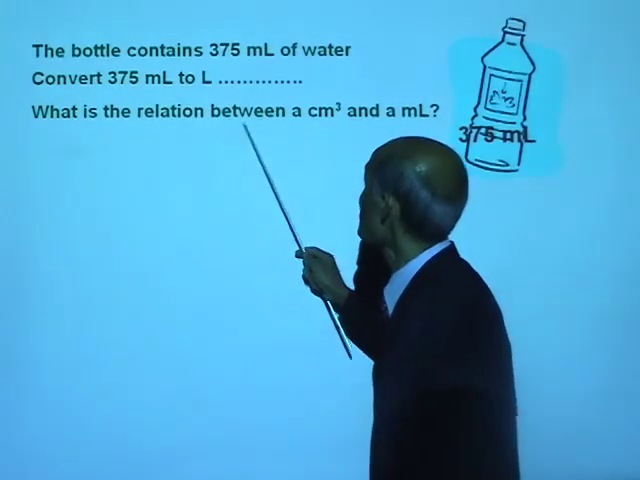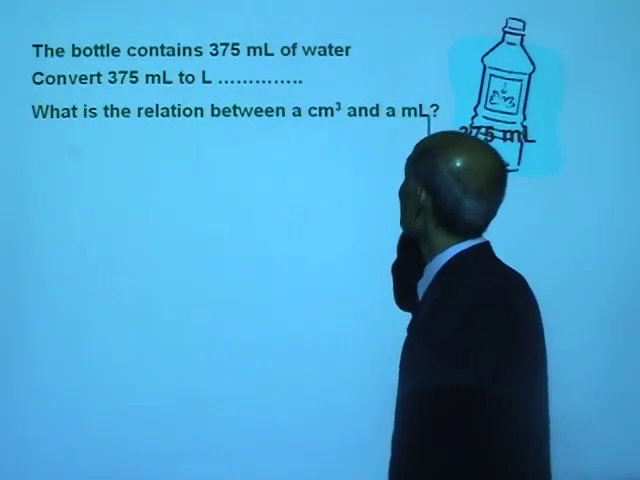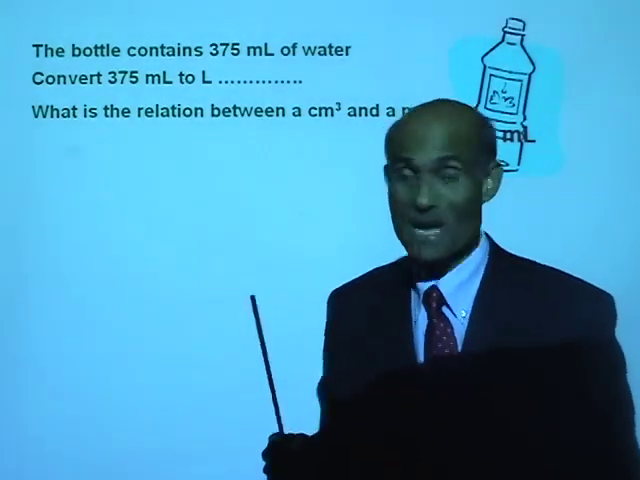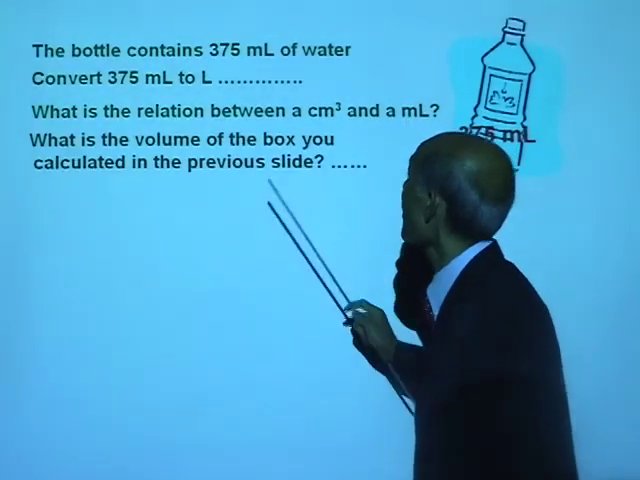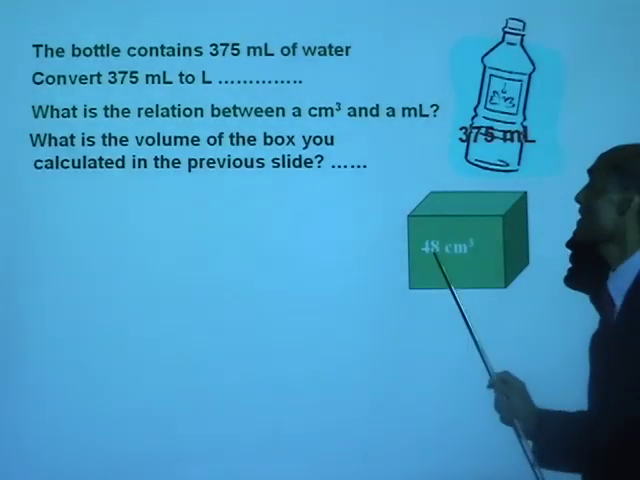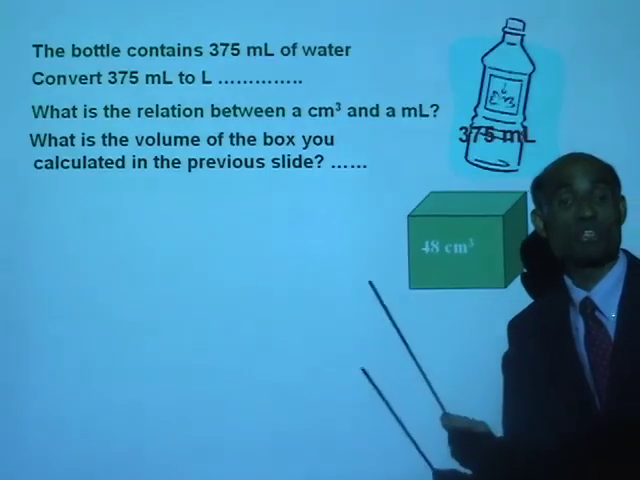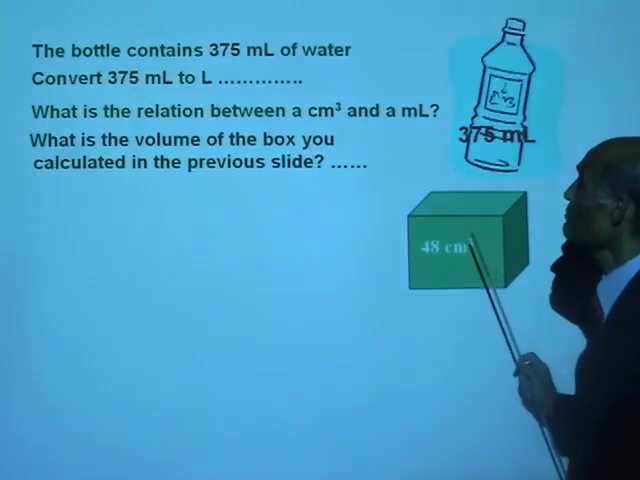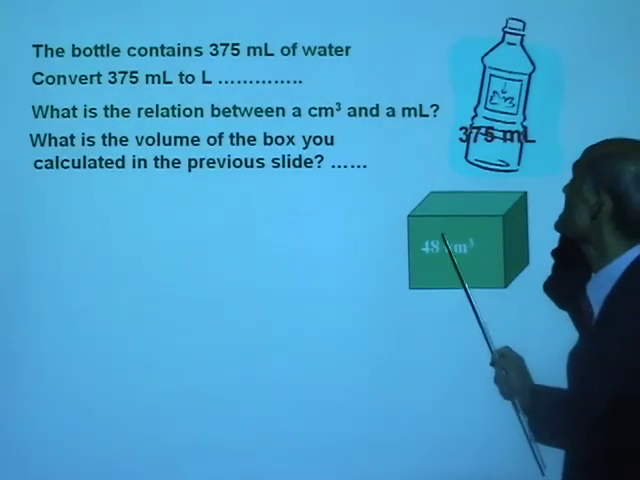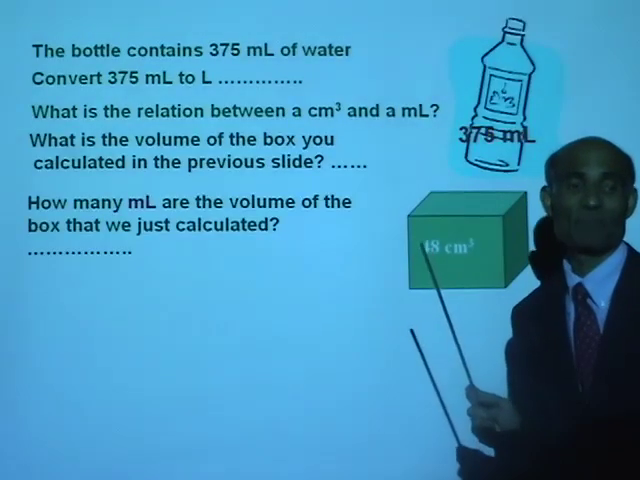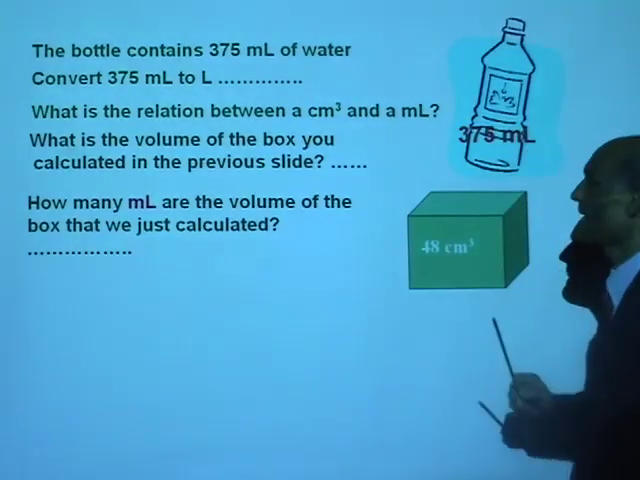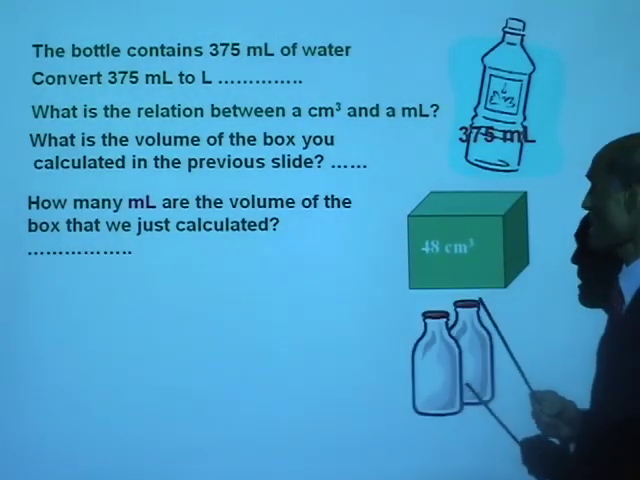Okay, what is the relation between a centimeter cube and a milliliter? Alright, they are the same. Alright, what is the volume of the box you calculated in the previous slide? You remember the volume of the box you calculated? 48 centimeter cube. Alright, what is the volume of this box in milliliter? How many milliliters are there? I want you to write that down on your own.